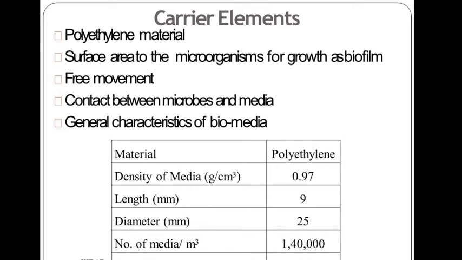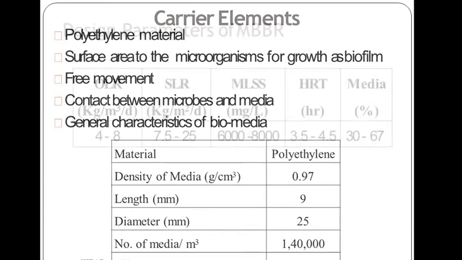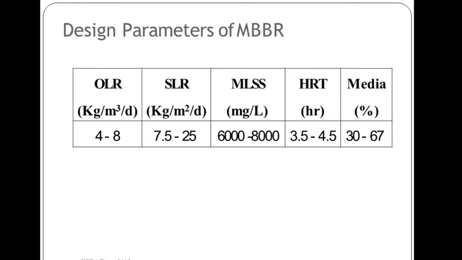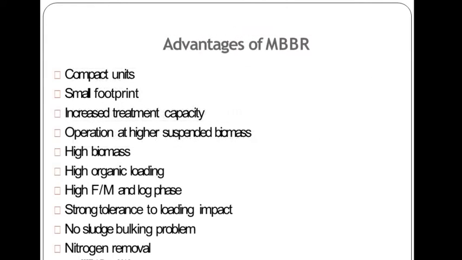So for material, you can consider polyethylene, with density of media 0.97, length 9 mm, diameter 25 mm, and number of media per cubic meter 140000. These are the design parameters of MBBR: organic loading rate, SLR, MLSS (mixed liquor suspended solids), HRT (hydraulic retention time), and media.